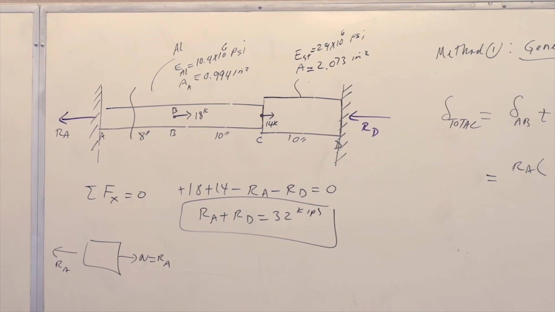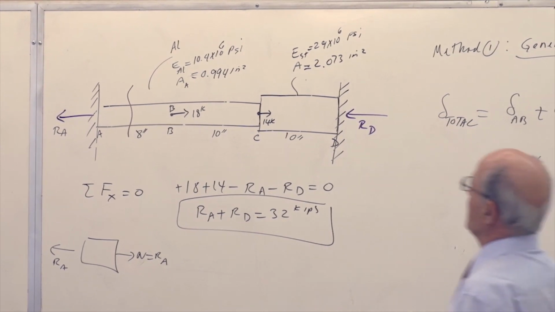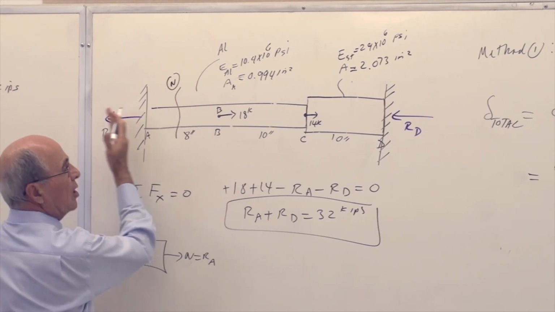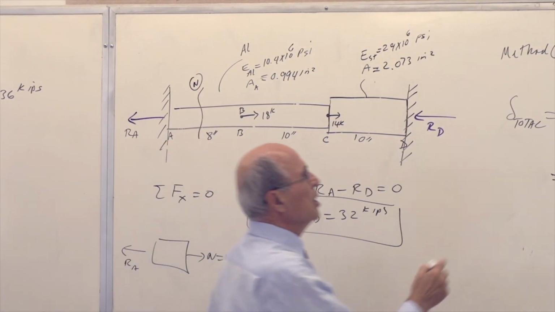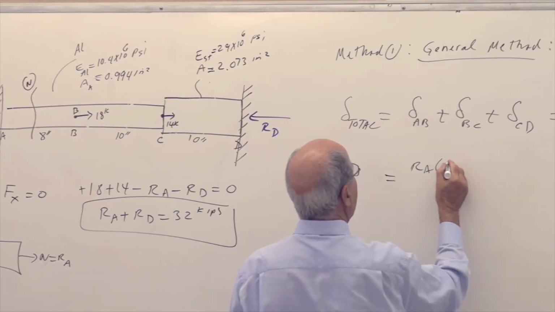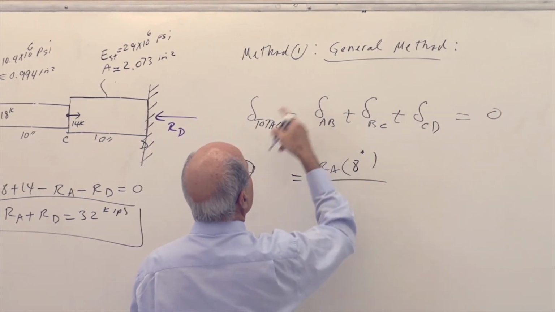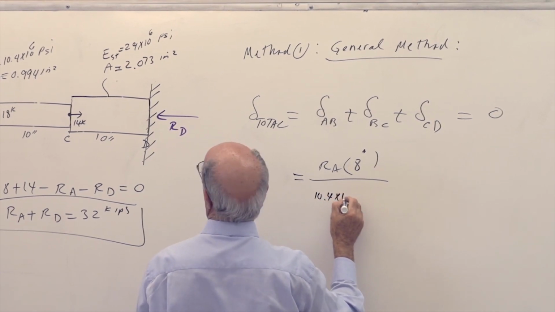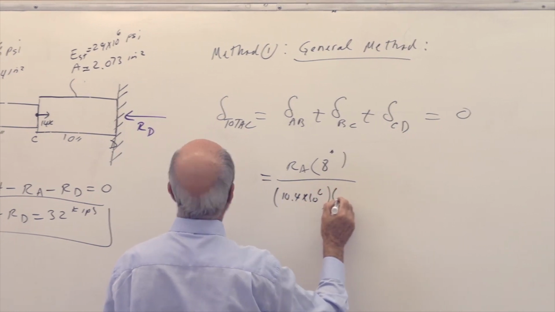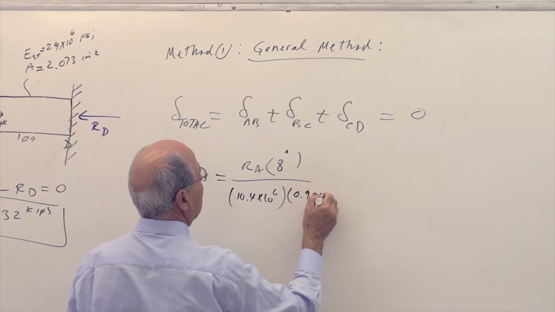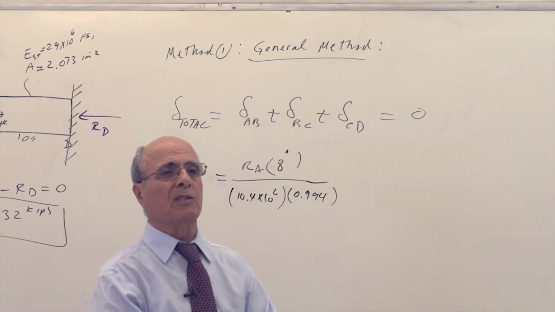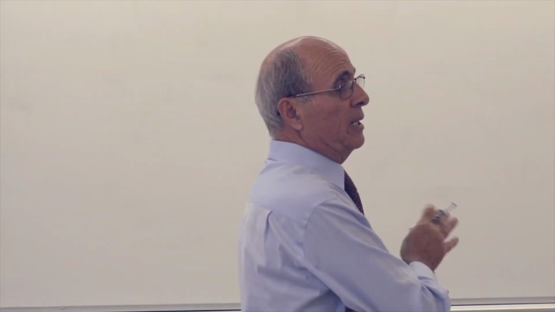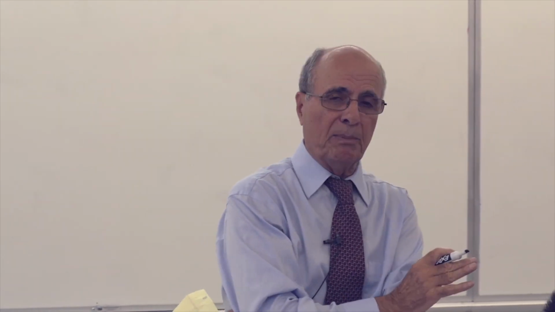That's not the point. The point here, one more time, is the internal force here, I'm looking for that internal force. Obviously, it is RA. Is that correct? In tension mode. So RA times the length, 8 inches, divided by EA: 10.4 times 10 to the power of 6 psi, multiplied by area, 0.994 inches squared. So that would work. Is that correct or not? That part should not be a big deal. The big deal is the second part, which everybody makes a mistake there.